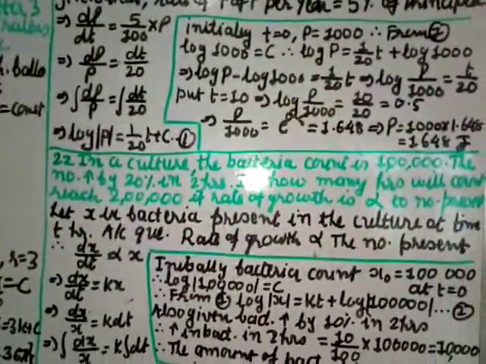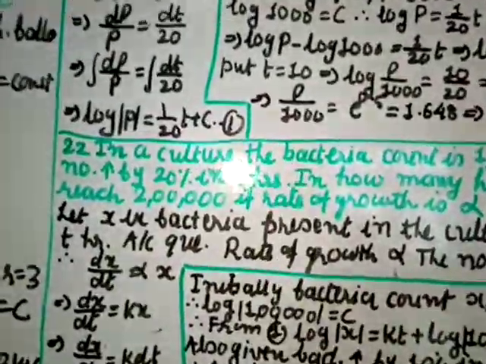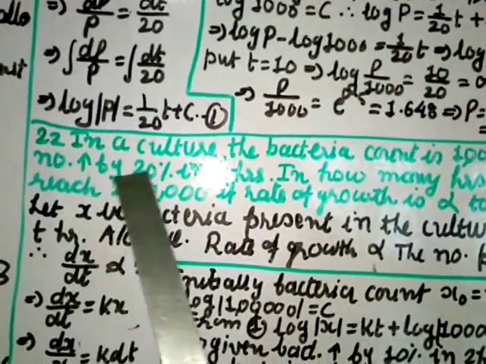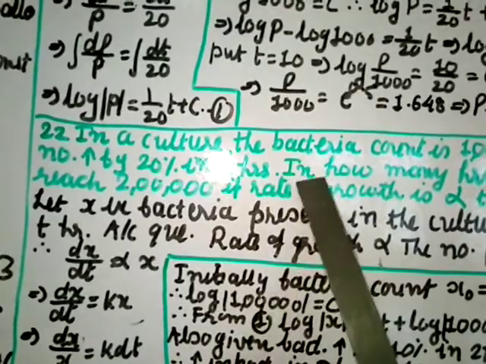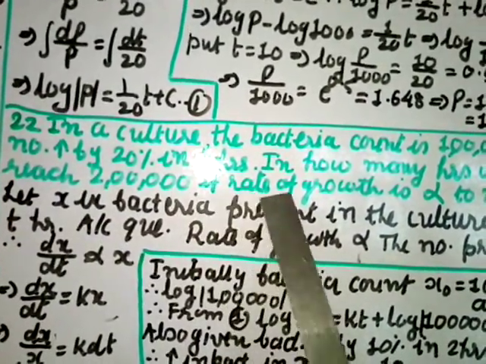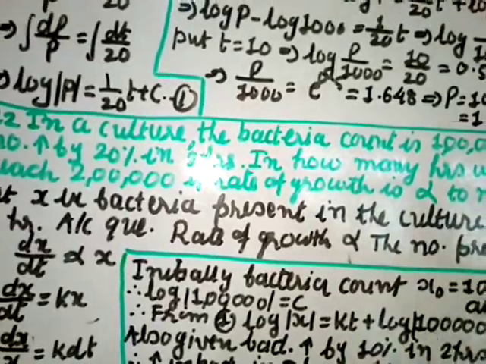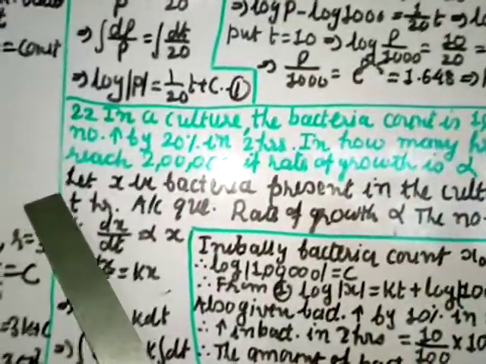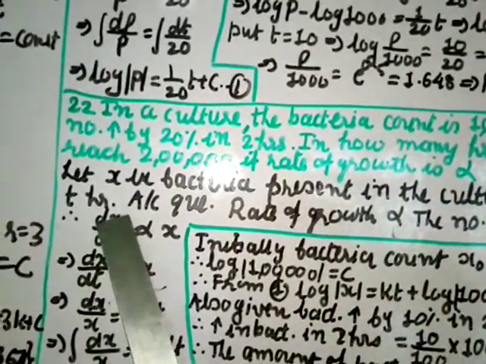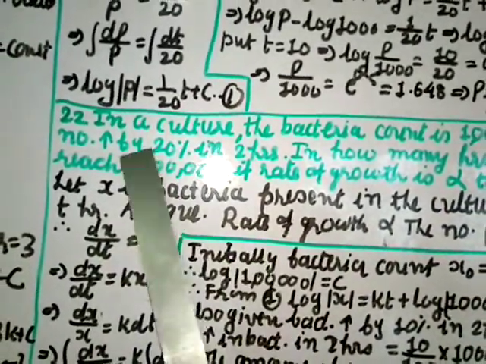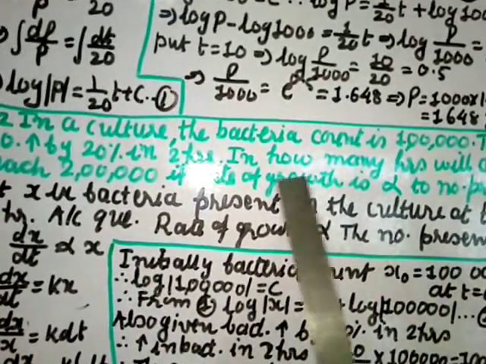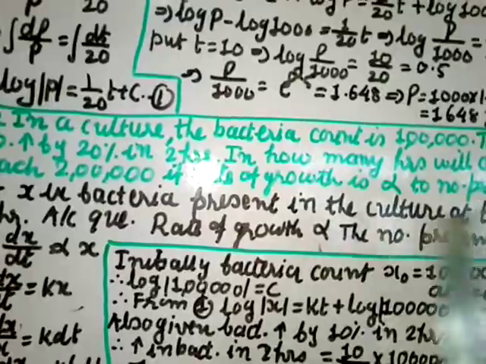Question number 22. In a culture, the bacteria count is 1 lakh. The number increases by 20% in 2 hours. In how many hours will the count reach 2 lakhs if the rate of growth is proportional to the number present? Let x be the bacteria present in the culture at time t hours. According to the question, the rate of growth is proportional to the number present.